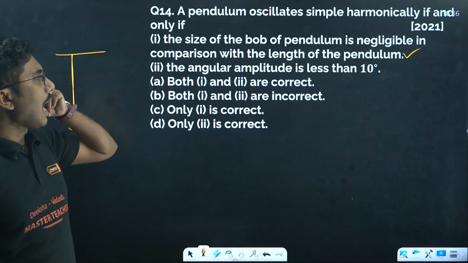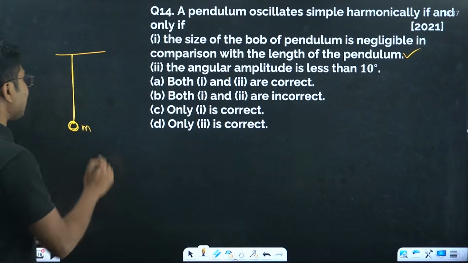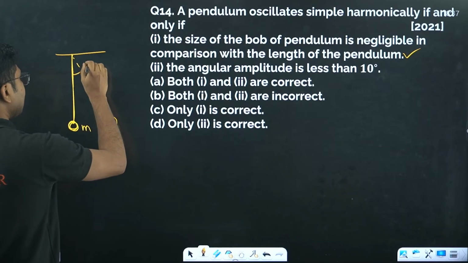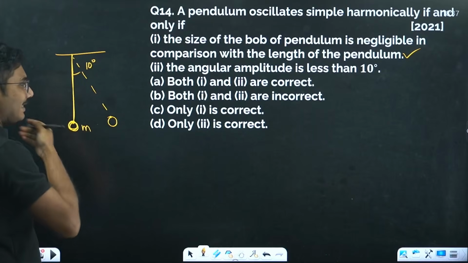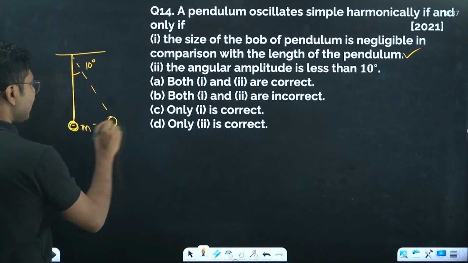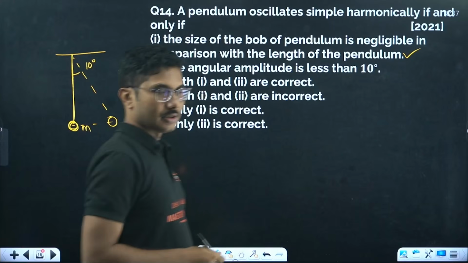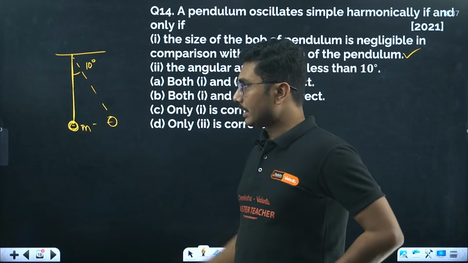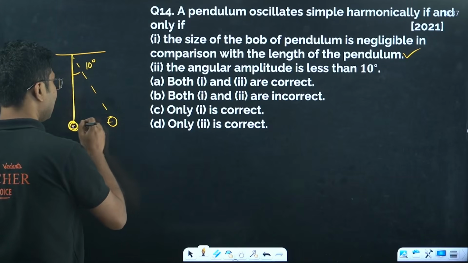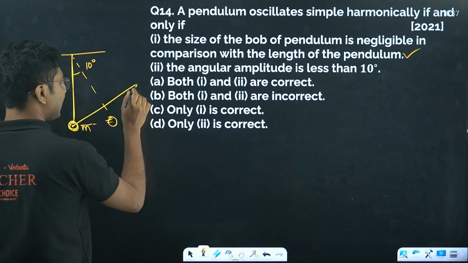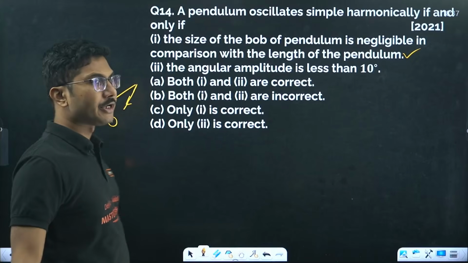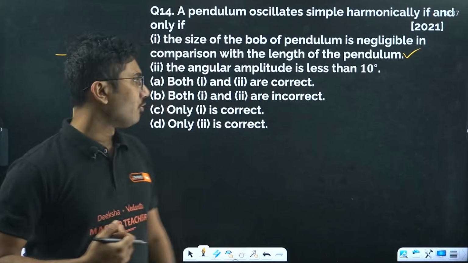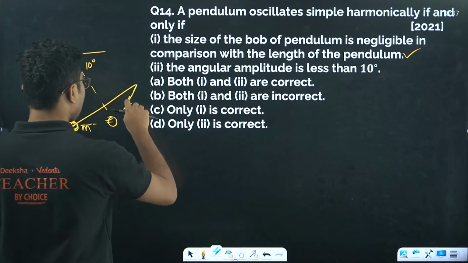The angular amplitude is less than 10 degrees. So what is angular amplitude? Angular amplitude means when you move it like this. If the angle is less than 10 degrees, then we can say that this is a straight line motion, so force is actually negative of displacement. Otherwise, if you take the complete swing, displacement is in this direction, force is in this direction, so you have to take components, and even if it is a harmonic motion, it will no longer be a simple harmonic motion. It will be just a harmonic motion.